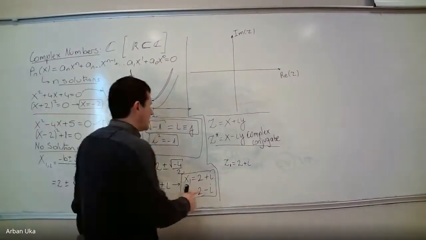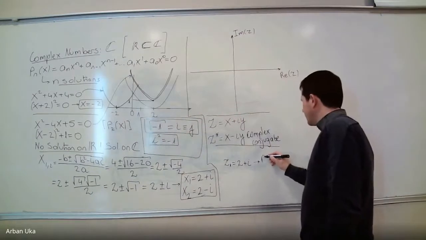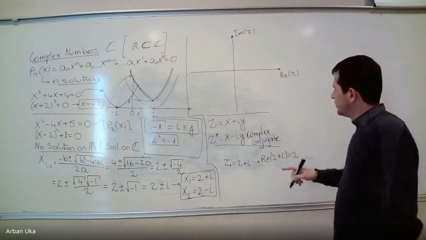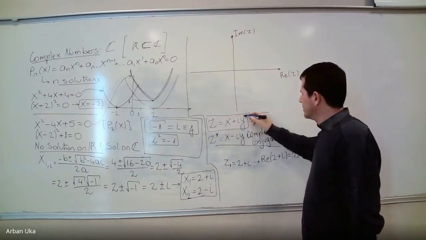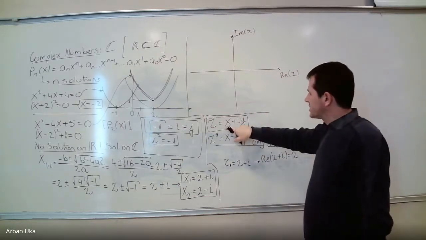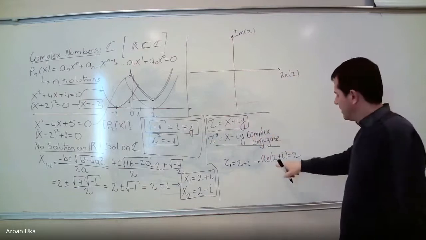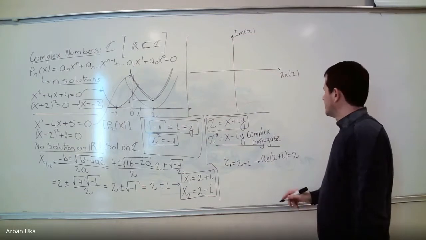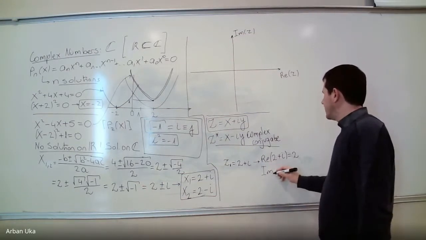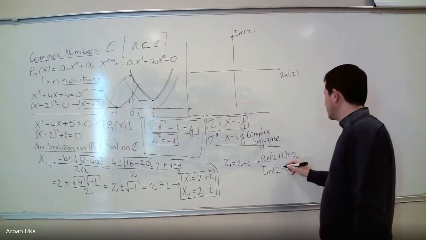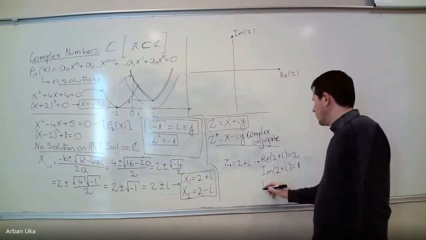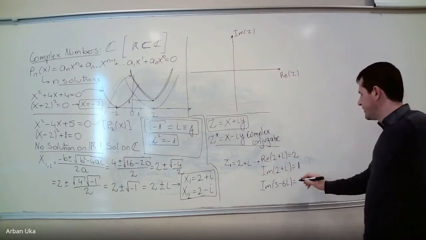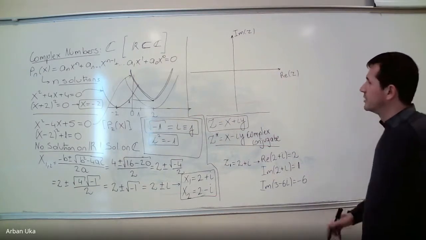The real part of 2 plus i is equal to 2. We can also give the formal definition here: the real part is x and the imaginary part is y. Again, the real part of 2 plus i is 2, and the imaginary part of 2 plus i is 1. Or the imaginary part of 3 minus 6i is equal to what? This is equal to minus 6.